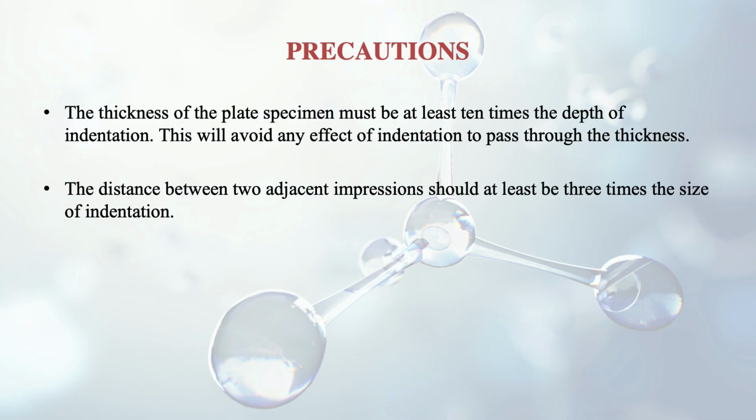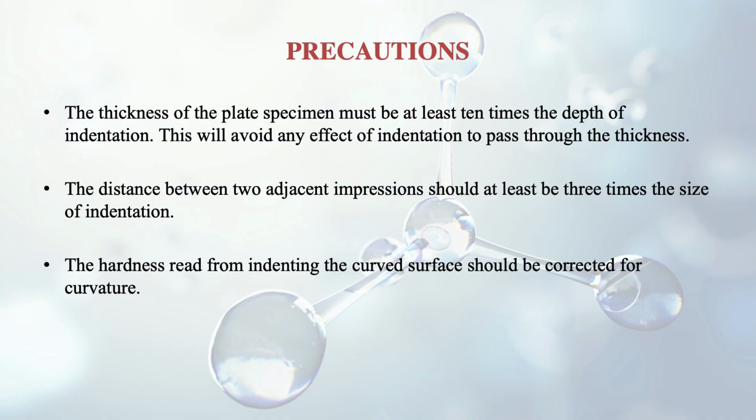Second one: the distance between two adjacent impressions should be at least 3 times the size of indentation. Again, as I have explained before, if there are 2 indentations, then the distance between these 2 impressions should be at least 3 times the size of the indentation. Suppose there is one indentation at point A and one indentation at point B. The distance between them should be 3 times the diameter of that particular indentation. Third point: the hardness read from indenting a curved surface should be corrected for curvature. If any curvature is occurring, then we should correct for that.